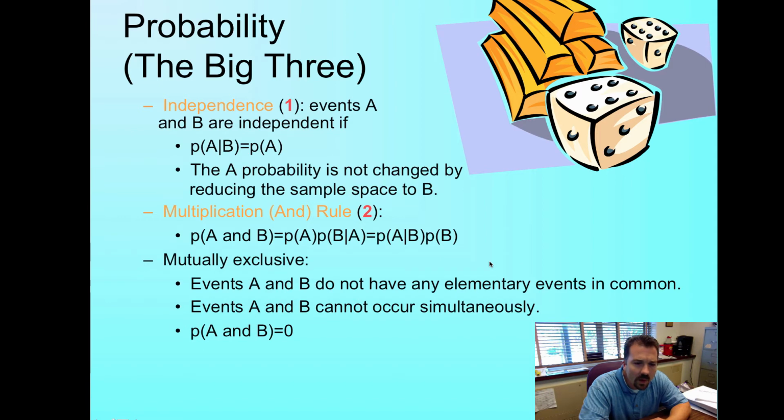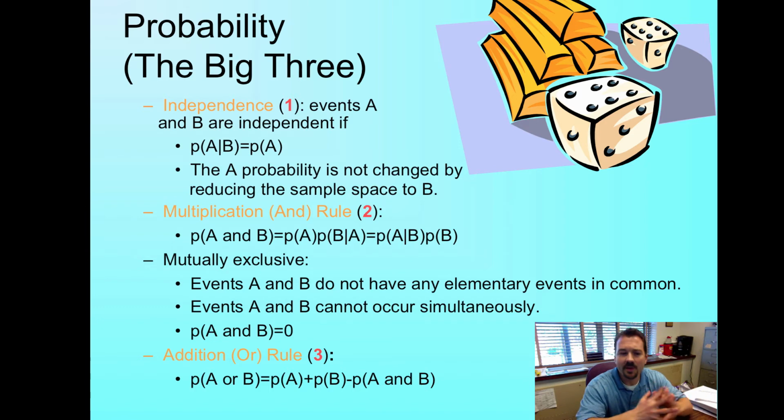Okay. Another one here, although I'm not counting it as part of the big 3, although I suppose you'd call it the big 4, is the mutual exclusivity rule, if you will, and it's different from these other ones. Okay, some people think that independence and mutual exclusivity are the same thing. They're not. Mutually exclusive events are as follows. Events A and B do not have any elementary events in common if they're mutually exclusive. Events A and B cannot occur simultaneously. So we'll see some Venn diagrams to portray these rules. But for now, just understand that probability of A and B equals 0 according to the mutual exclusivity rule.